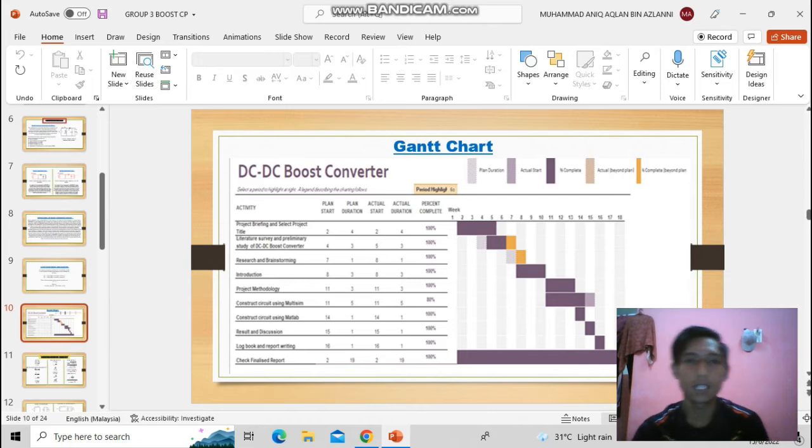So this is the Gantt chart, the flow of our work, so we will not miss the work.